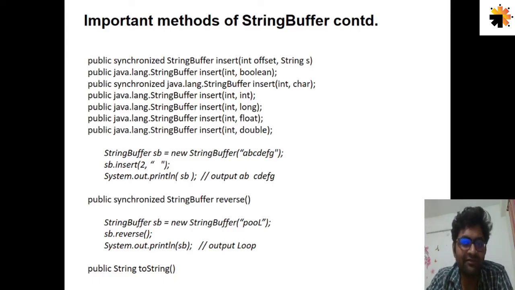Now I also have a reverse method which will reverse the string. So if I give StringBuffer sb equals new StringBuffer of pool, sb dot reverse, it will reverse the string. Now it will print as loop, pool becomes loop. And toString is a method that we are going to use whenever we want to print something, because in StringBuffer it will be stored in the form of an object. So if you are printing it directly, then we cannot read it, it is not in a readable format. So to convert it into readable format, we'll be using the toString method.